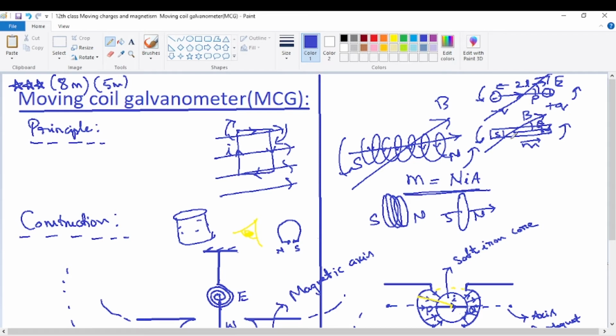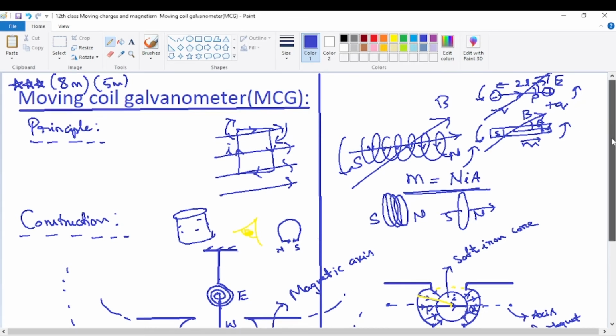Torque becomes 0, so only there it finally comes to rest. This is called the directional property of the magnet, or even the directional property of the electric dipole in an electric field. The same thing happens here.